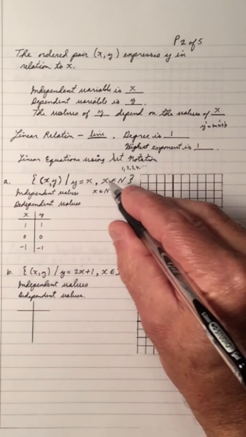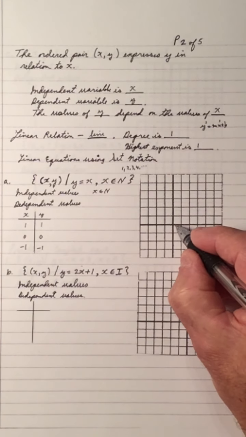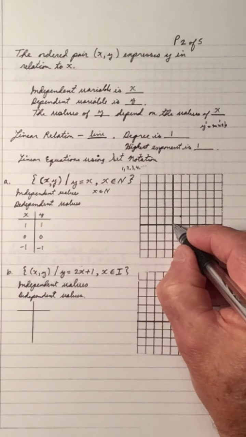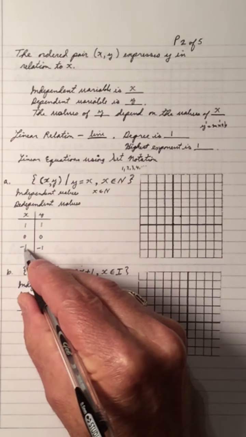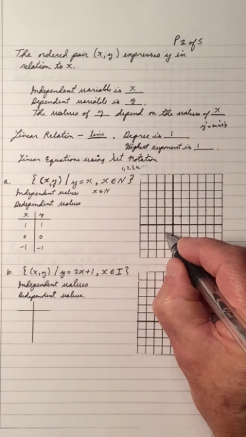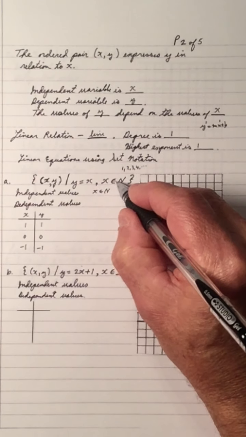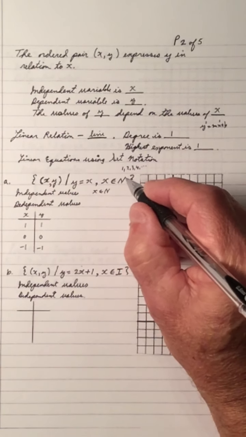So let's graph (1, 1). x is 1, y is 1. x is 0, y is 0. x is negative 1, y is negative 1. So we're graphing the set of integers, the set of natural numbers.